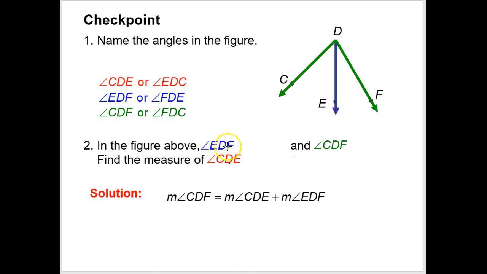are given that EDF, let me write this in with black, that EDF is, let's say, 95 degrees, and CDF, the whole big one, is, let's say, 120. Find the measure of CDE. So let's write in what we've got. We've got EDF is 95.